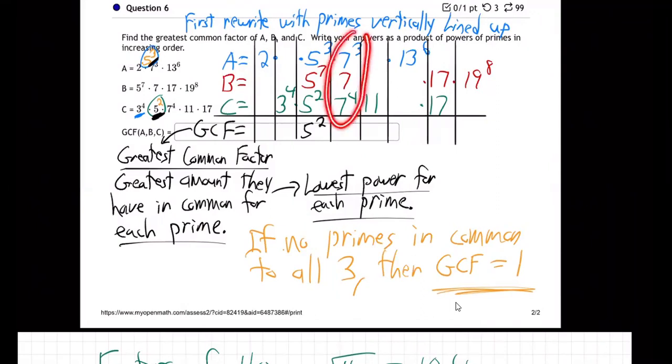Let me go on with the 7's here. Look at the 7's for a minute. What's going to be the greatest common factor for the 7's? What do they have? What do they share? How many 7's do they all have in common?